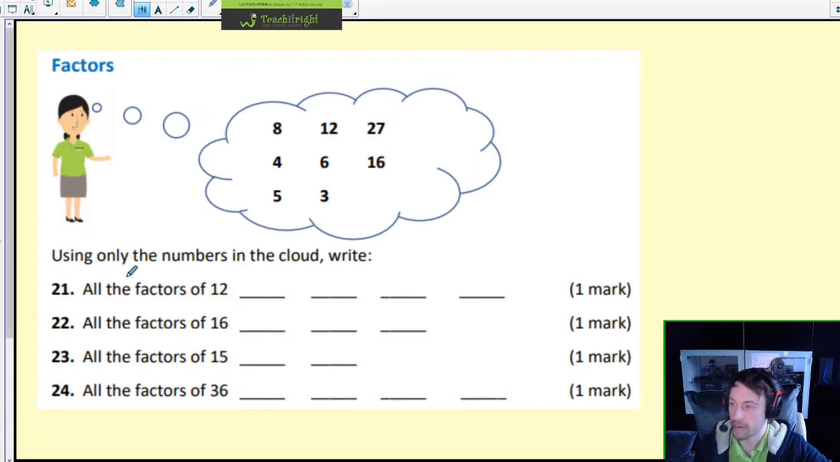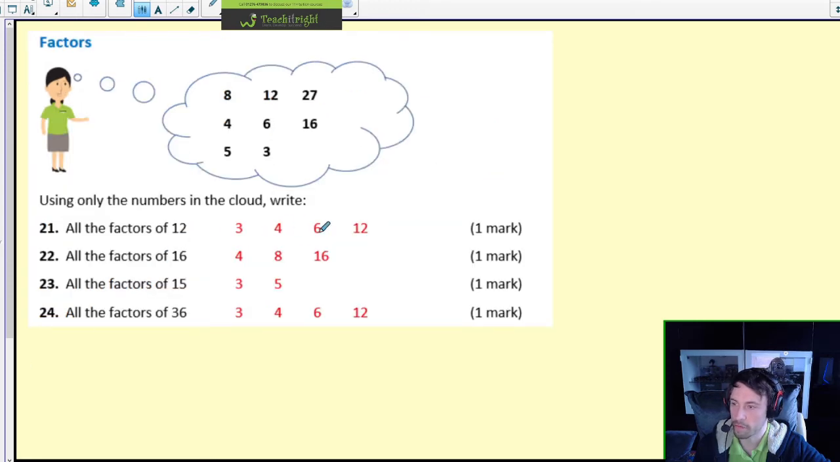So factors from the tree. Again, the factors of 12 would be 3, 4, 6, and 12. The factors of 16 would be 4, 8, and 16. The factors of 15 are 3 and 5. And the factors of 36 are 3, 4, 6, and 12. Remember, not all of the factors, but all the factors in our cloud. So we're picking from the cloud.